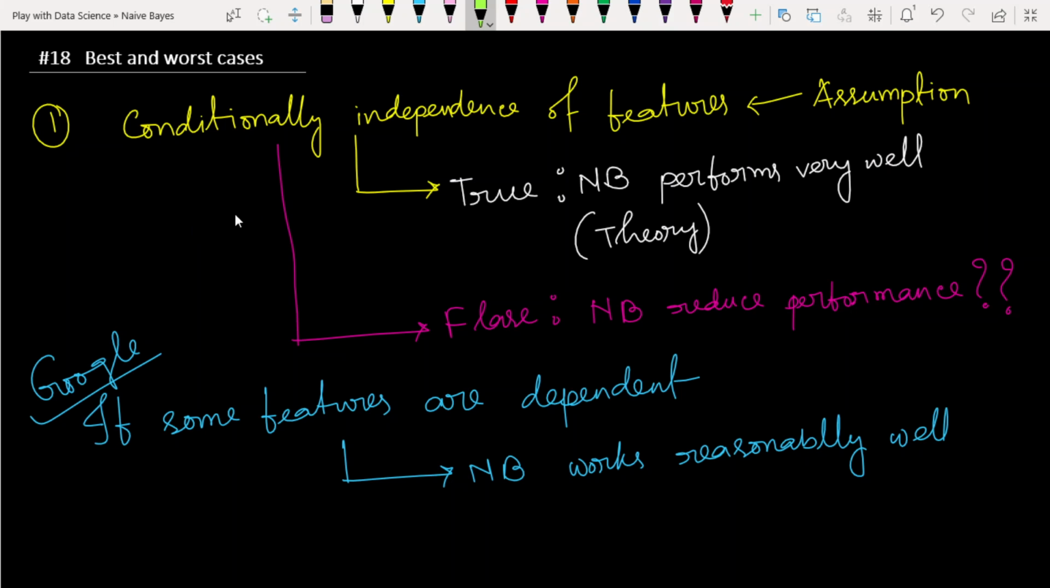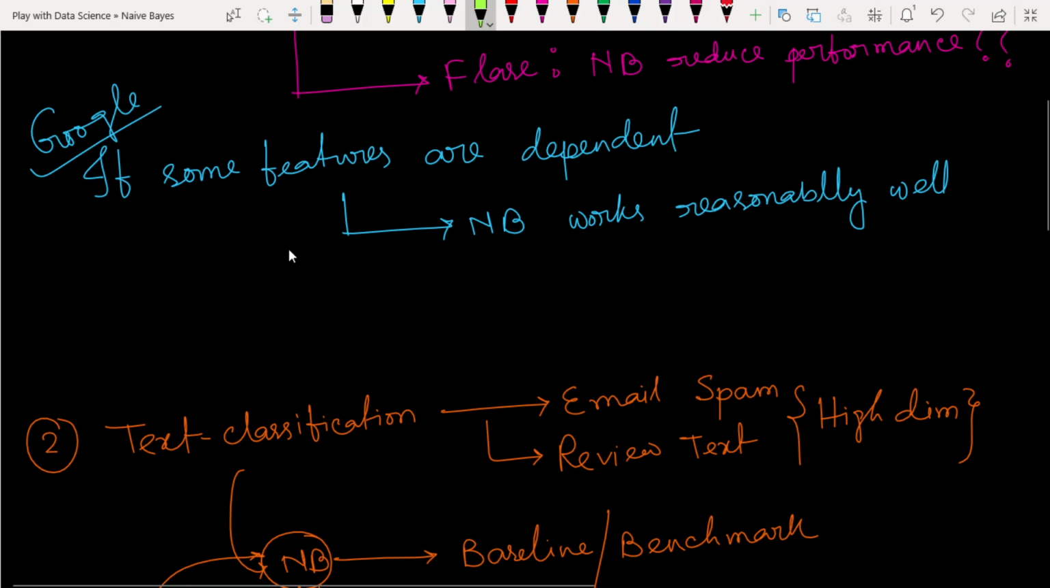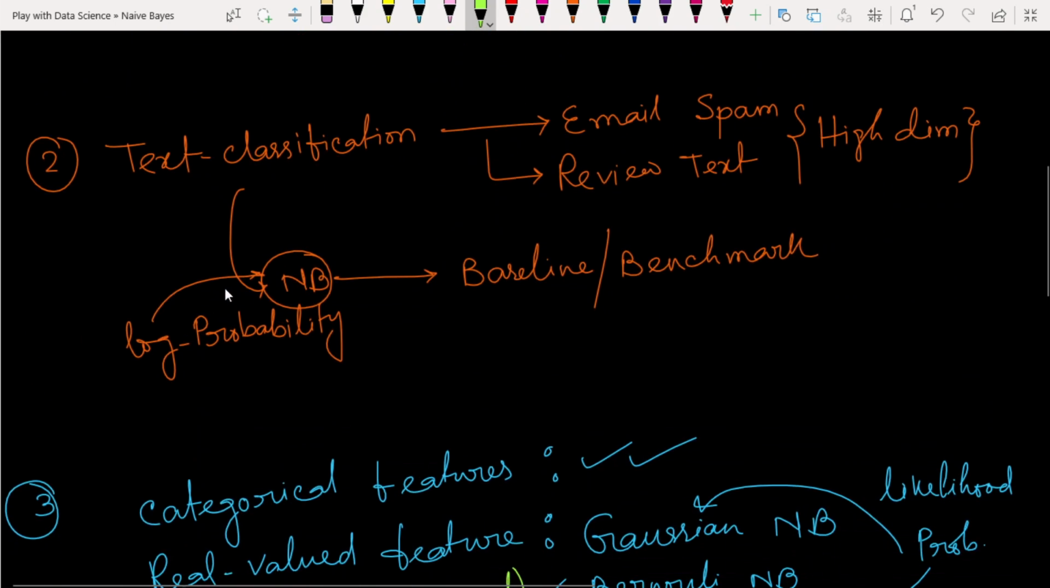The first thing is conditional independence. If your features are conditionally independent, then naive Bayes works dramatically well. Research has also shown that if some features are dependent, naive Bayes still works reasonably well, not great, but reasonably. If you're interested, you can easily find it on Google. For high-dimensional datasets, it is a benchmark or baseline model, mainly for text classification, using the log probability concept.